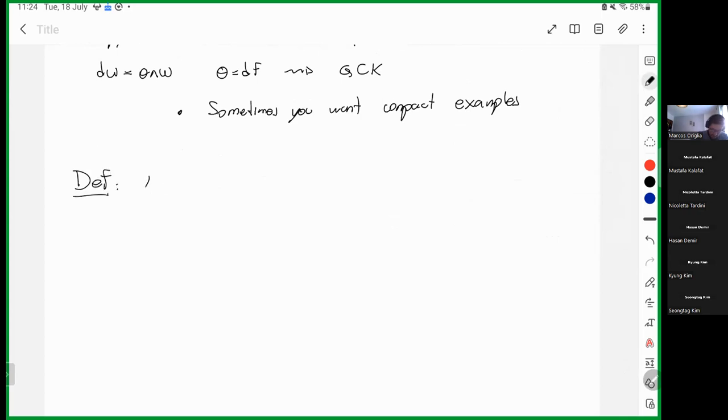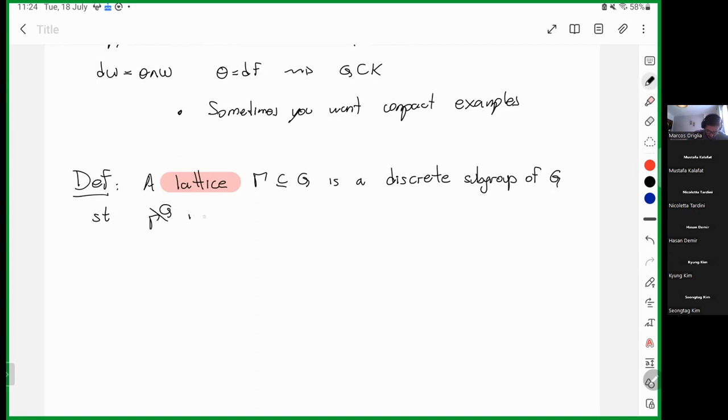So, definition. A lattice Gamma in G is a discrete subgroup of G such that the quotient is compact. So that's a solution if you want a compact example. Probably your group is not compact, but if you are able to find lattices, which is not easy, then you can induce, we will see with more detail, but if you have your structure in your group, somehow you can induce your structure to the quotient G over G mod Gamma.